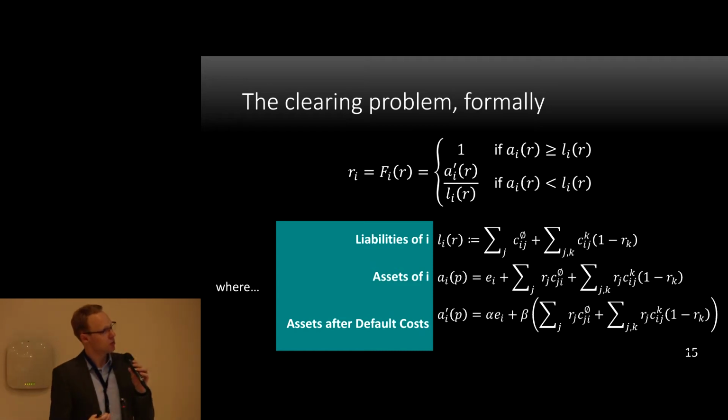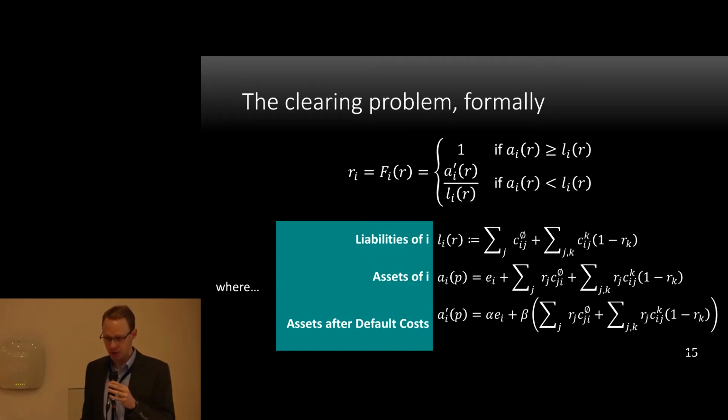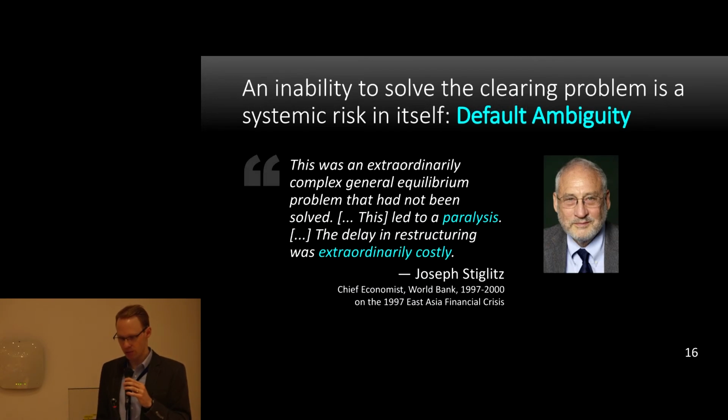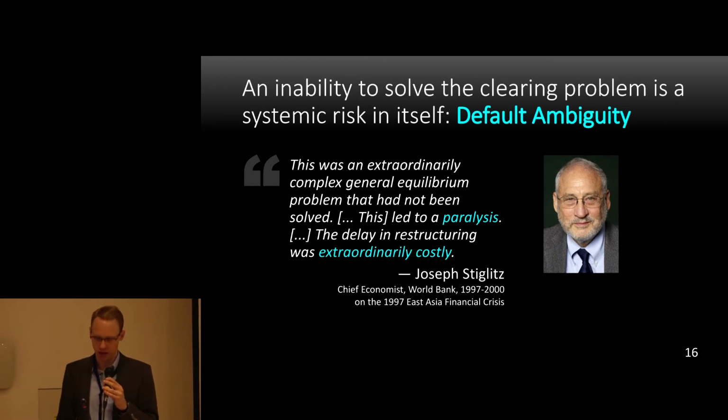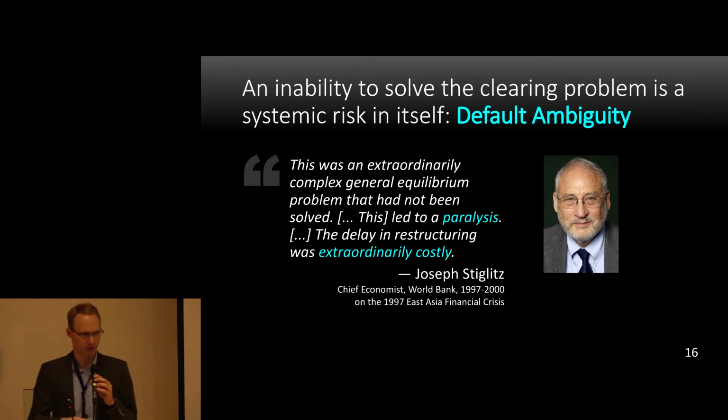So this clearing problem has been used in a lot of prior academic work, but it also had some practical relevance. And there is some account by Joseph Stiglitz. So there was a crisis in East Asia in 1997. And Joseph Stiglitz was chief economist of the World Bank. And this was before he got his Nobel Prize in 2001. And so he was basically tasked with resolving the network of obligations that existed back then. And about this task, he said the following.